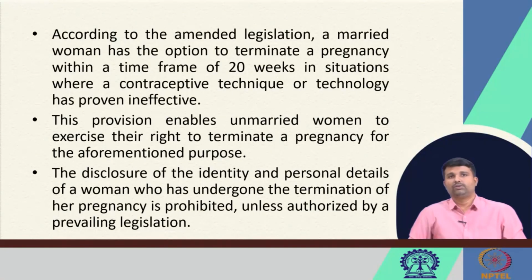According to this 2021 amendment, a married woman has the option to terminate pregnancy within a time frame of 20 weeks in situations where contraceptive technique or technology has proven ineffective. This provision enables unmarried women to exercise their right to terminate pregnancy for the aforementioned purpose. The disclosure of identity and personal details of a woman who has undergone the termination is prohibited unless authorized by prevailing legislation.